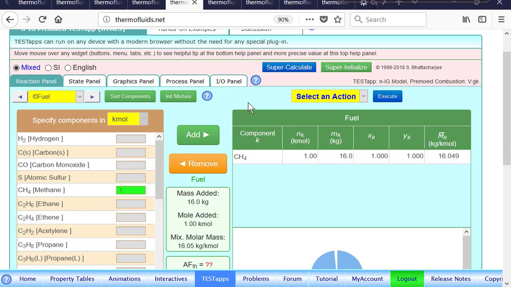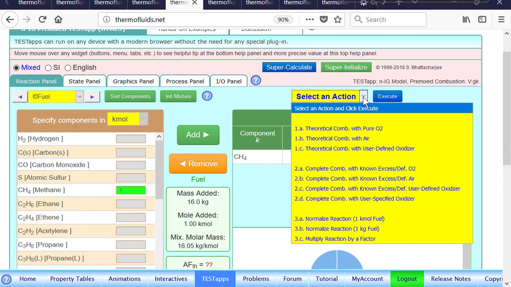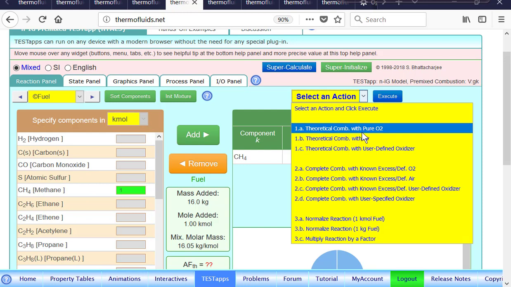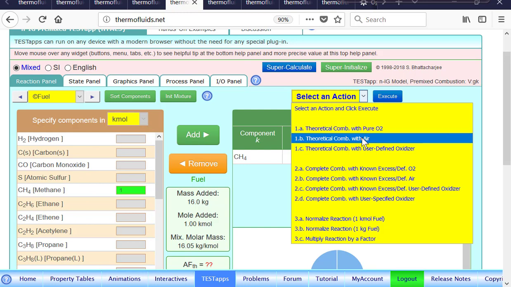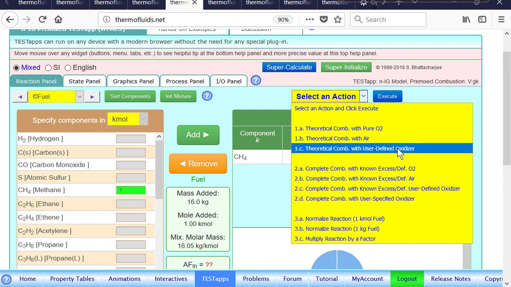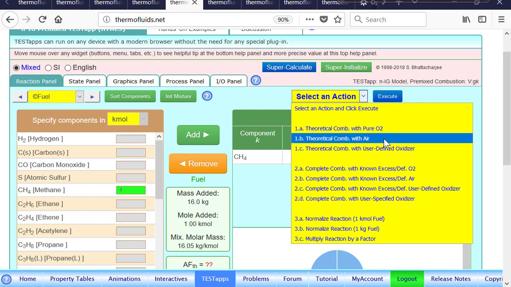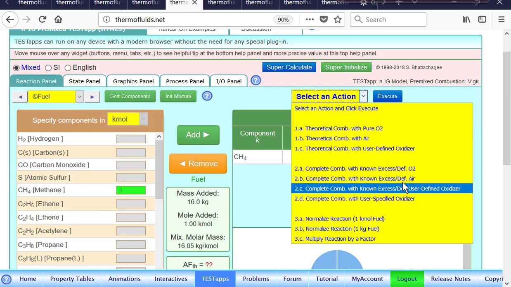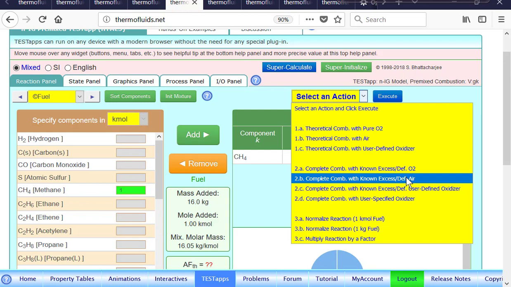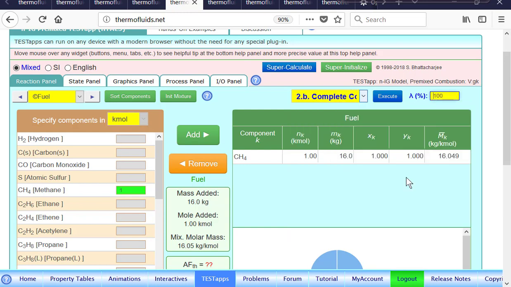But for the quickest way of setting up a reaction, we can just say it's a theoretical reaction with pure oxygen, a theoretical reaction with air, or we can set up the reaction in many different ways. Another way is to say it is complete combustion, but not theoretical, with known excess or deficient air. Let's try that. 100% means theoretical air, that is, there's no excess air. But if I say 140%, that means lambda equals, in this case, 1.4, like in that animation.